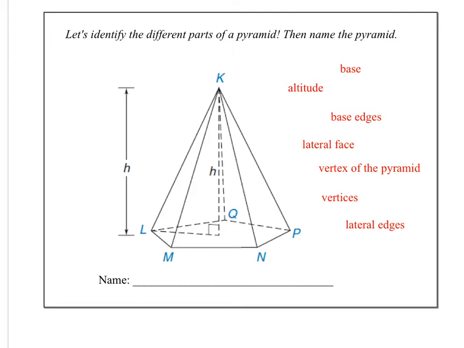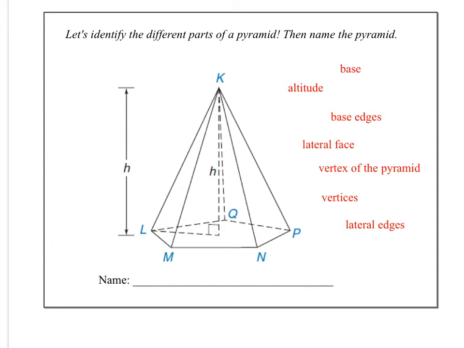We also have the vertex of the pyramid. So that's this guy way up here. This is the vertex where all the lateral faces meet. Vertices including that one, so we have K, L, M, N, P, and Q. And then the lateral edges are these segments right here that connect the vertex of the pyramid down to the base.